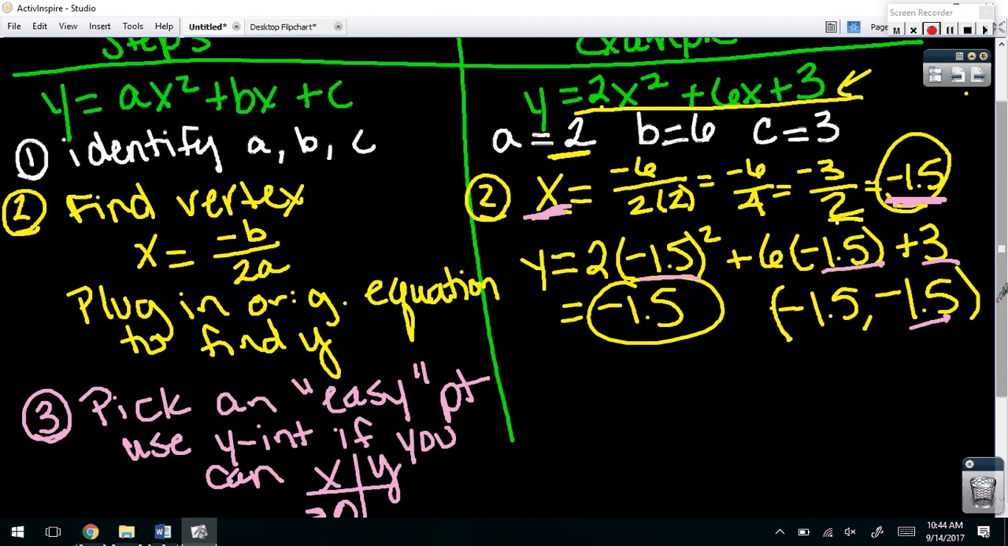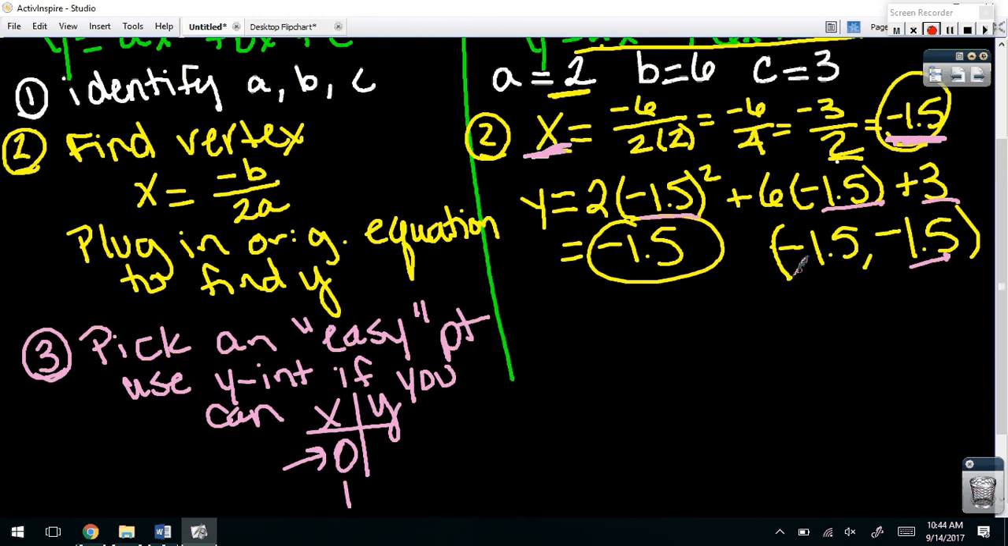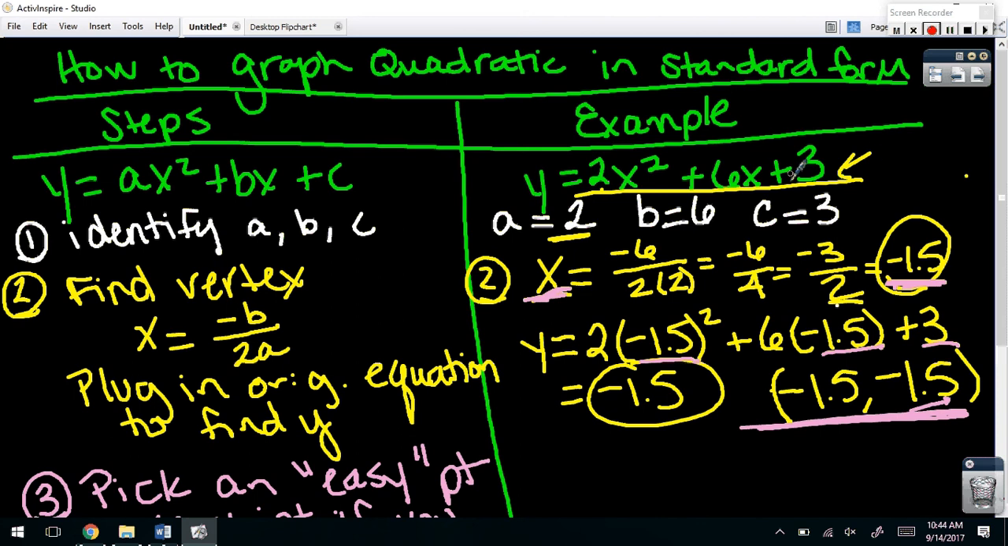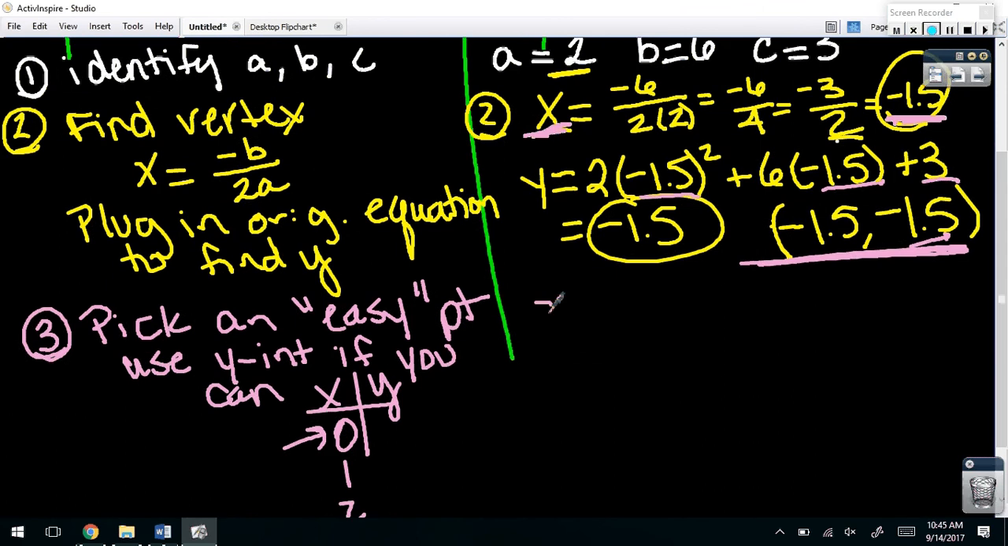See, that's your vertex right there. And you said you use that point right there. I'm going to use this because it's a nice, small, easy number, and my vertex is not on that point. Then I'm going to plot my point, 0, 3.